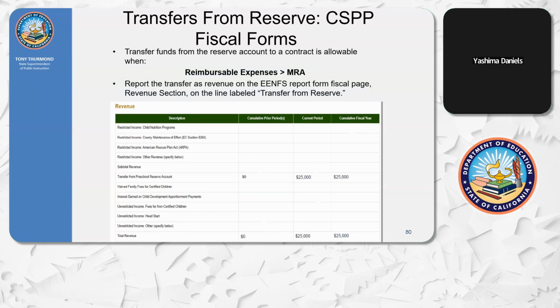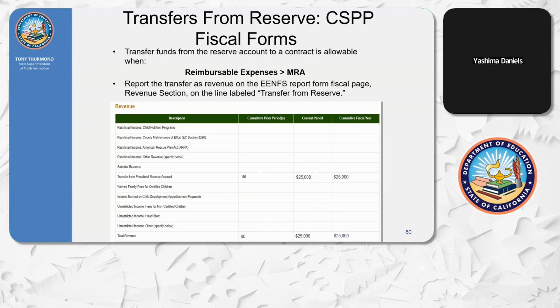Now we will be discussing how to report when transferring reserve funds to a preschool contract. We will use the same example from the previous slide with the agency having $475,000 in reimbursable costs, but only being reimbursed based off of the MRA of $450,000. In this example, the agency had $25,000 in excess expenses that they are not getting reimbursed for based off their MRA. Because the agency's reimbursement won't cover the excess, a transfer from the reserve account would be necessary to cover the cost.